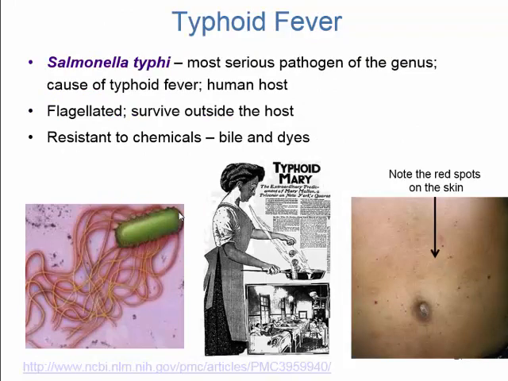Typhoid fever. So Salmonella typhi is the causative agent of typhoid fever. This was made infamous by Typhoid Mary. So Mary Mallon was a cook in the 1800s. So she was actually an immigrant. She came over and worked for various wealthy families. In the course of her career, she ended up actually infecting 122 people. Of those 122 people, 5 people died.